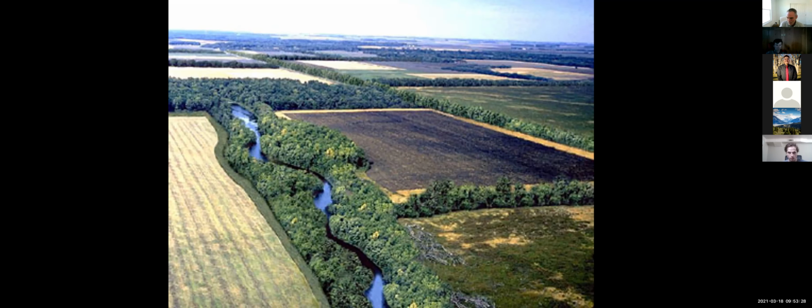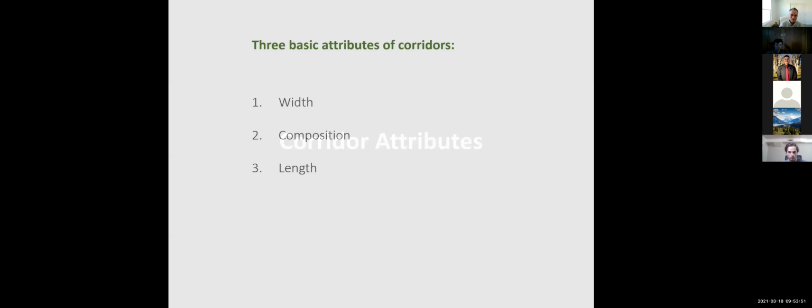In fact, the next topic that we'll be talking about is corridor attributes. Regardless of the origins of the corridor, there's a number of attributes of those corridors that landscape ecologists use to understand and quantify those corridors and assess their functionality within the landscape mosaic. So vegetative corridors have three basic attributes, and these are width, composition, and length. We'll look at each of these in more detail so that we can understand their impact on overall corridor structure and function.